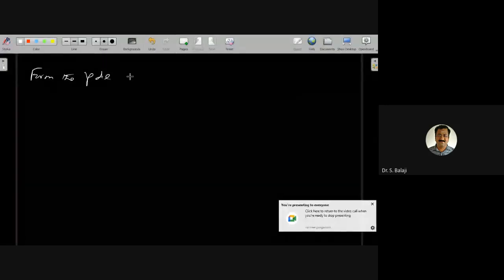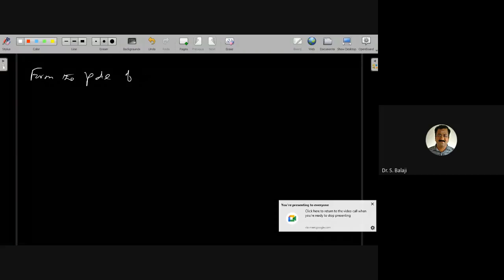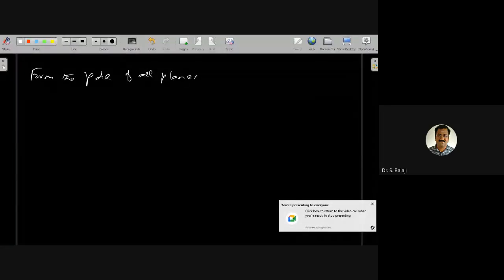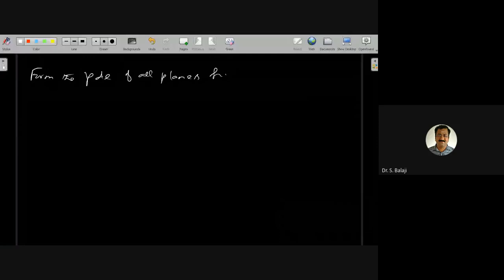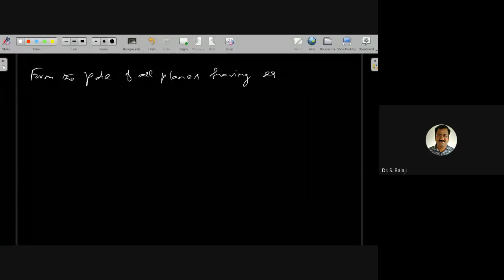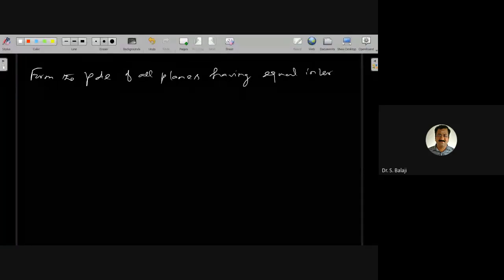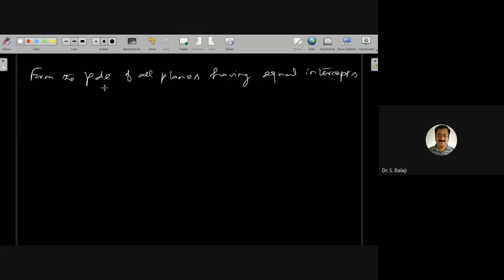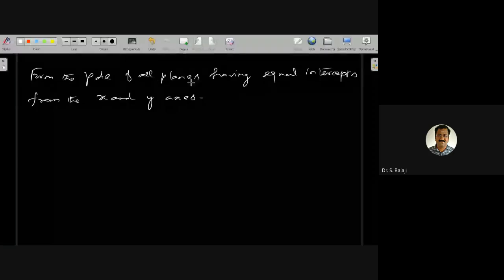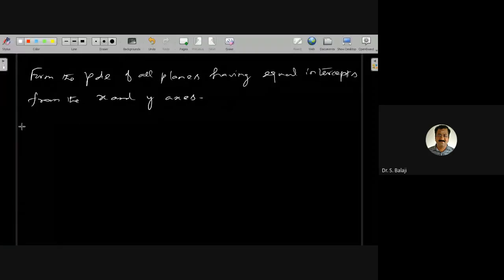Form the partial differential equation of all planes having equal intercepts from the x and y axis. Now they are asking that form the PDE of all planes having equal intercepts from the x and y axis.